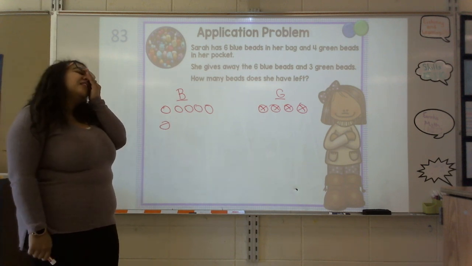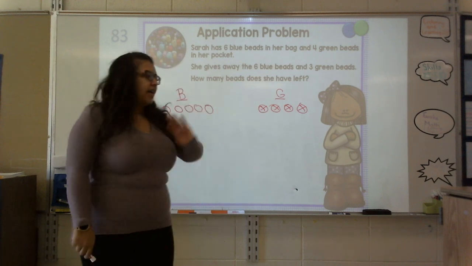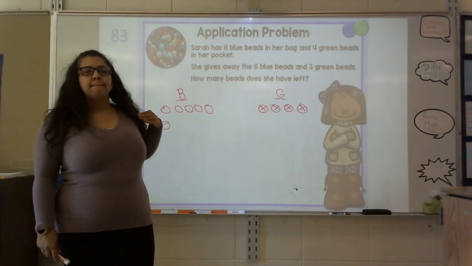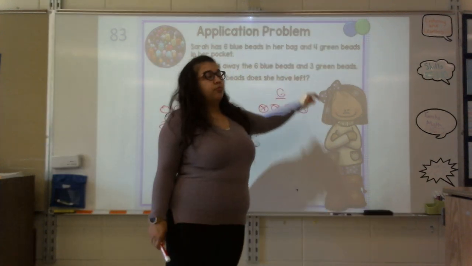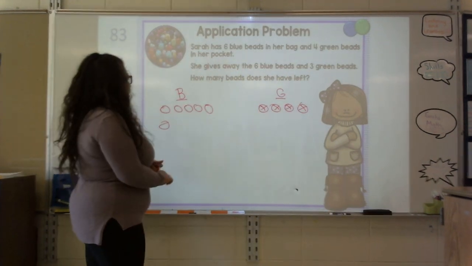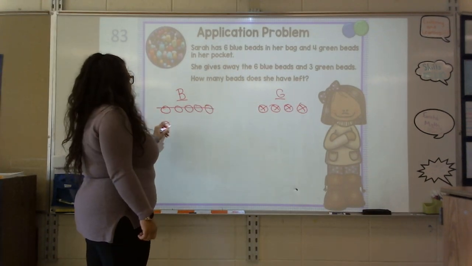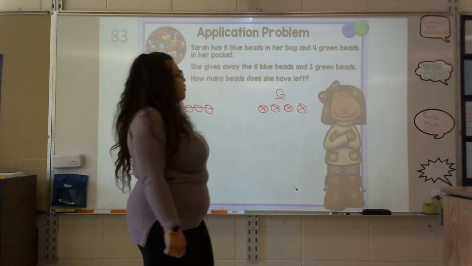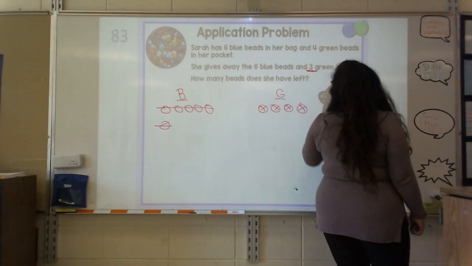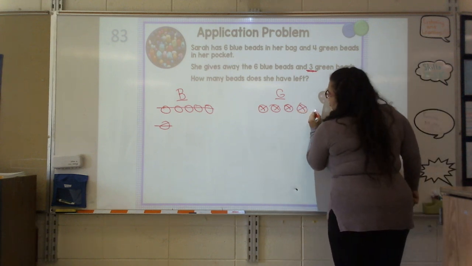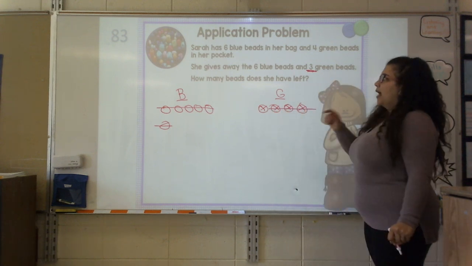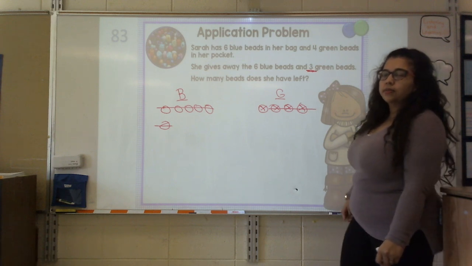How will I indicate that those beads are gone? She gave them away. She doesn't have them anymore. What are we going to do? It says she gave away the 6 blue beads. That means all the blue beads are gone. So we can mark through all the blue beads. And she gave away 3 green beads. So right now we have how many green beads? 4. Let's give away 3 of them. 1, 2, 3. How many beads does she have left?